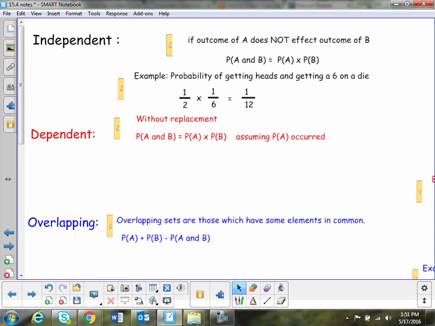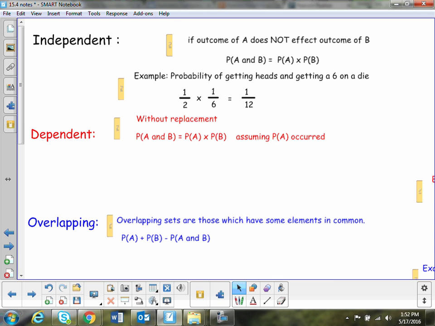Well, what's the probability of getting a head? That's what you did in section 1, week 1. 1 out of 2, right? And then what's the probability of rolling a 6? 1 out of 6. So with that formula, you multiply them. 1 times 1 is 1, and 2 times 6 is 12. So the probability of flipping a head and rolling a 6 is 1 out of 12. Okay? Make sure you write the example down.